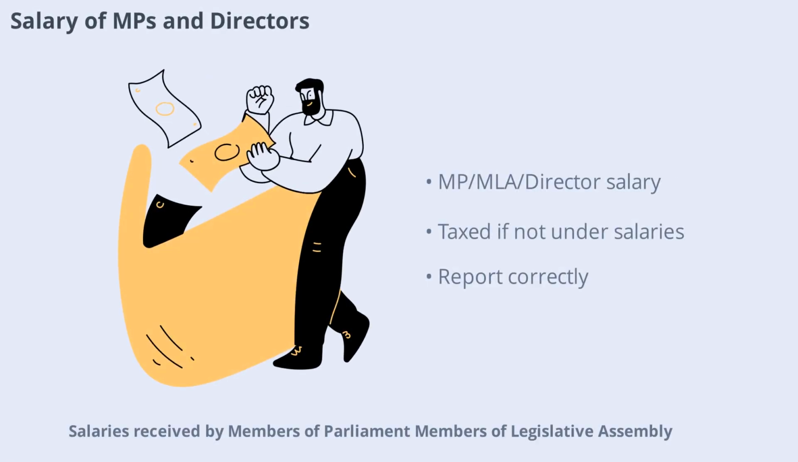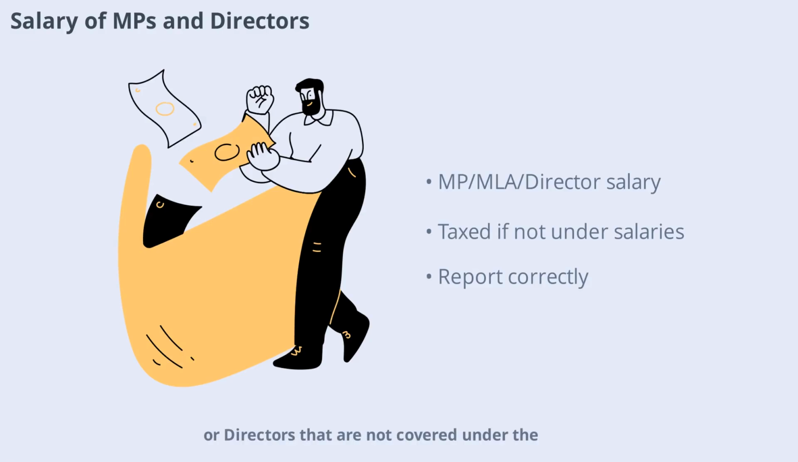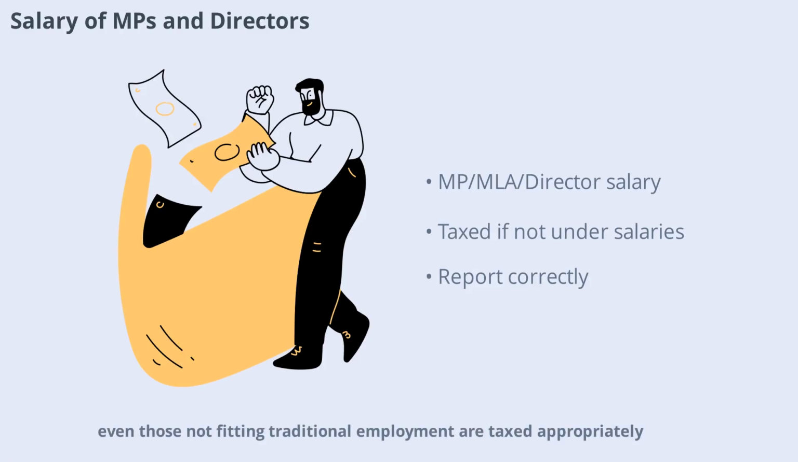Salaries received by members of Parliament, members of Legislative Assembly, or directors that are not covered under the head salaries are taxed as income from other sources. This ensures that all forms of remuneration, even those not fitting traditional employment, are taxed appropriately. It's important for such individuals to report these incomes correctly.